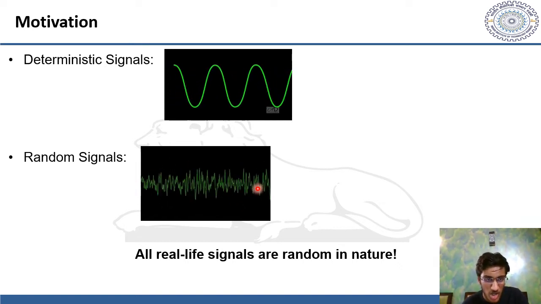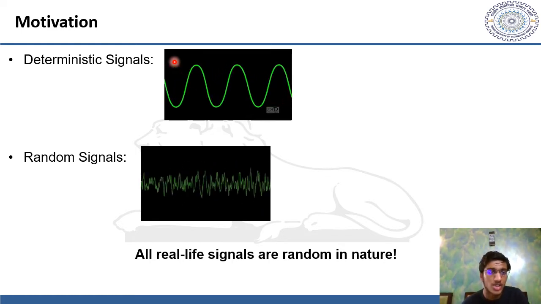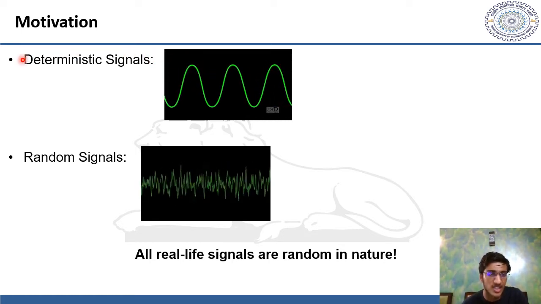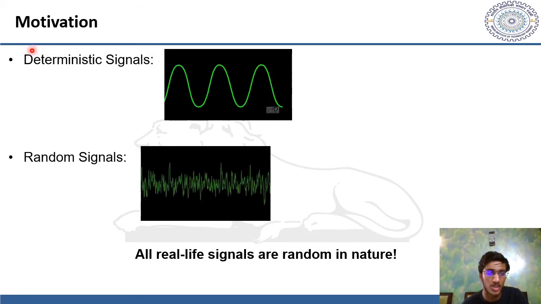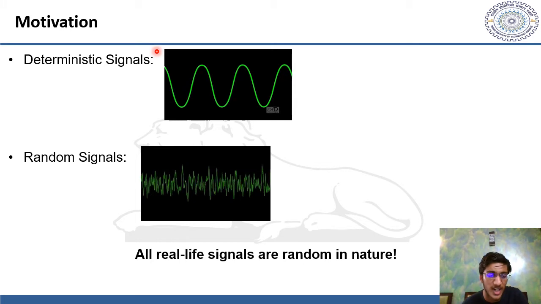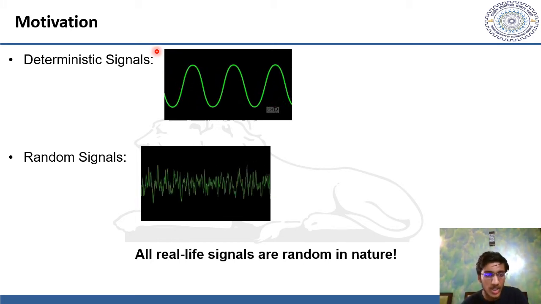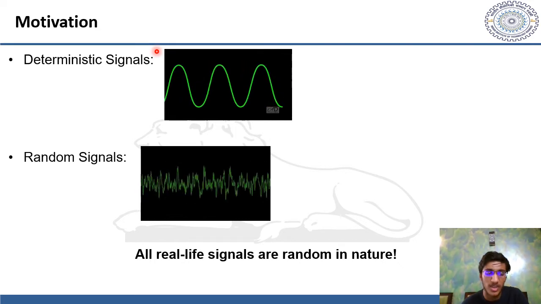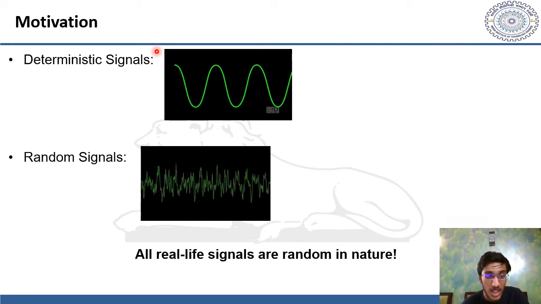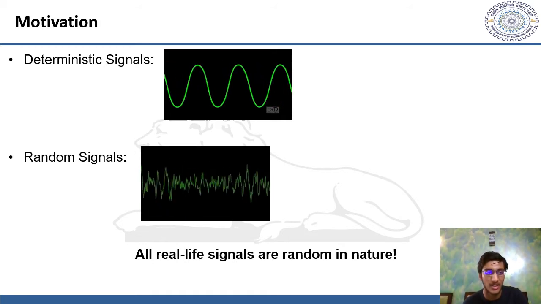As a result, the techniques that we have developed until now to deal with the mathematical functions corresponding to the deterministic signals cannot be used in this realm of randomness at all. So how do we deal with these real-life random signals? Herein comes in the concept of statistical signal processing.